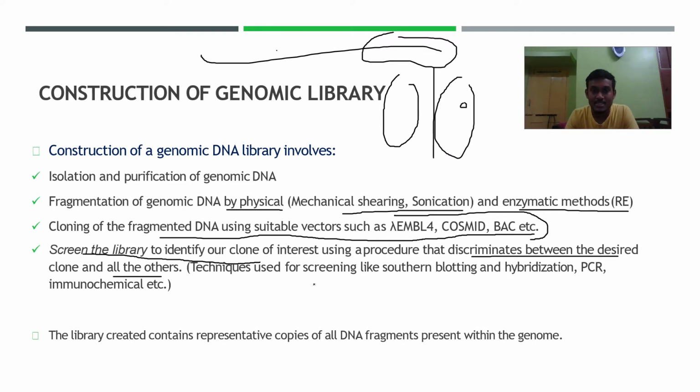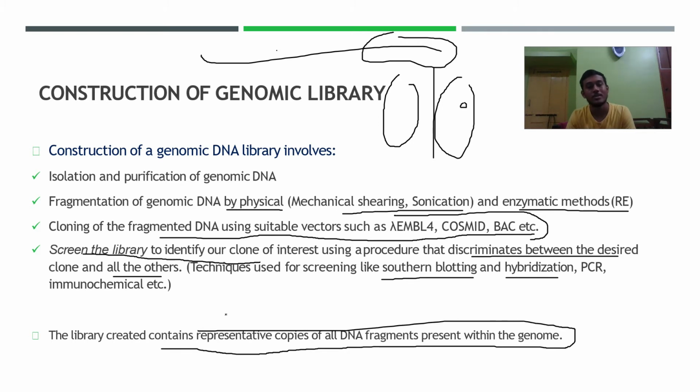So the techniques used for screening are Southern blotting, hybridization, PCR and immunochemical techniques, which are used for screening of the desired gene of interest after cloning. Thereafter a library is created containing representative copies of all DNA fragments present within the genome. So all of the selected ones after screening are put into that library, and this is what we call a genomic library.